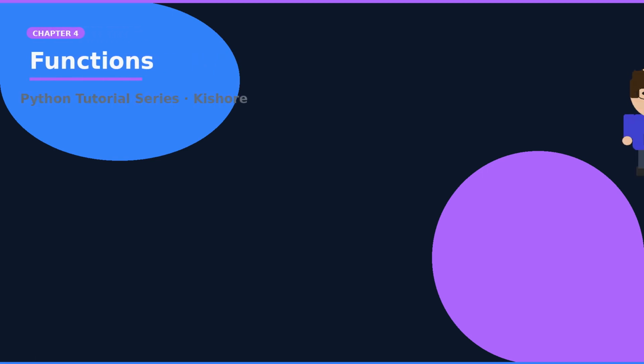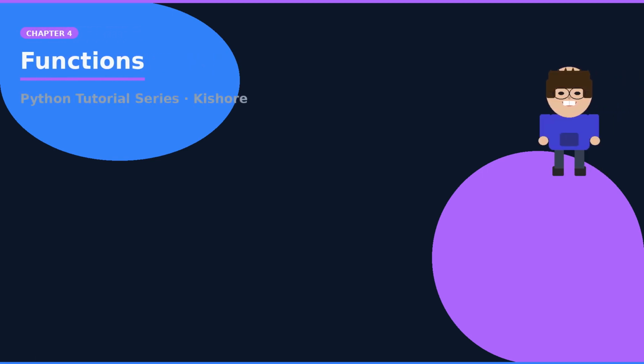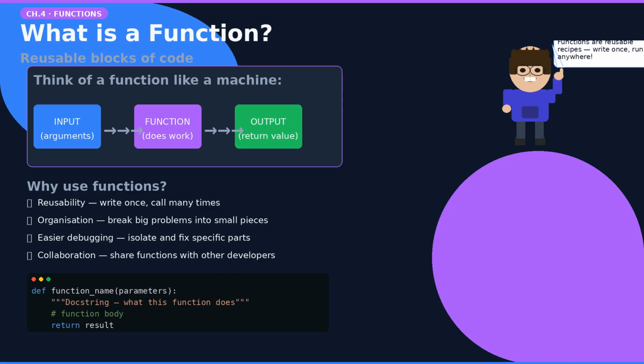Welcome to Chapter 4, Functions. A function is like a machine. You put inputs in, it does some work, and sends outputs back out. Think of the print function you've been using all along. You give it a value, and it displays it.